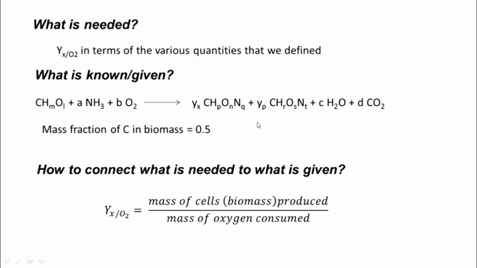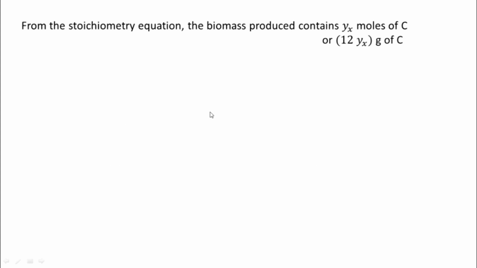Let us see this stoichiometric equation again. This is our biomass here. YX is the stoichiometric coefficient and C has a subscript of 1, right? This has probably been normalized for a mole of C and YX moles are formed. Therefore, this stoichiometry gives YX moles of C, and if we multiply moles by the molecular mass, we get grams, and therefore YX moles of C or 12 times YX grams of C.